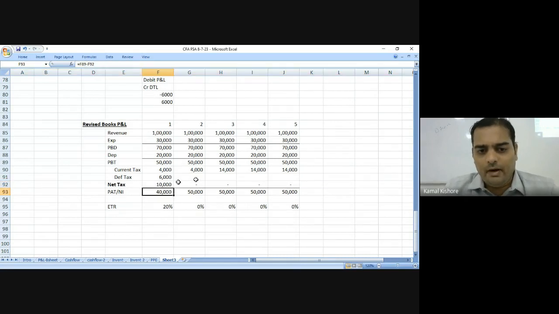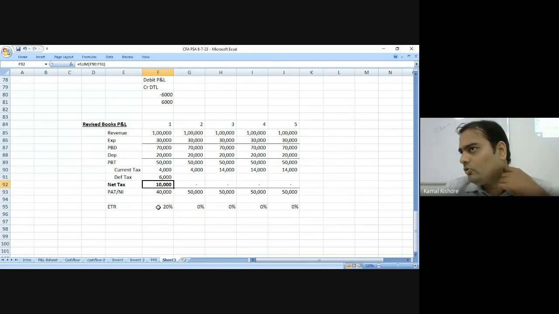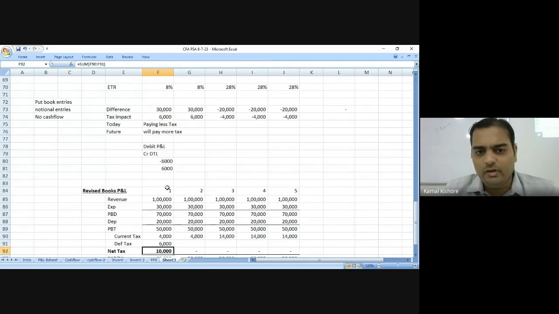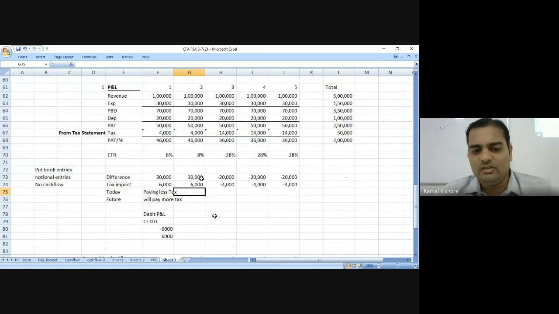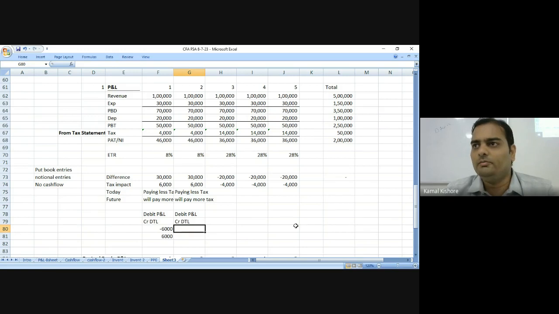Okay, what is your PAT? Now likewise, what will happen next year? What I'm going to do? Next year, you're paying less tax or more tax? Less tax. Will you pay more tax or less tax in future? More. So what will you do? Same debit P&L, credit DTL. How much will be the amount?